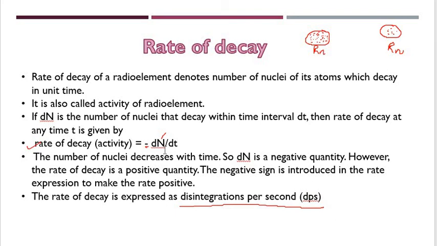The number of nuclei decreases with time, so dN is a negative quantity. However, the rate of decay is a positive quantity. And the rate of decay is expressed as disintegrations per second or DPS.